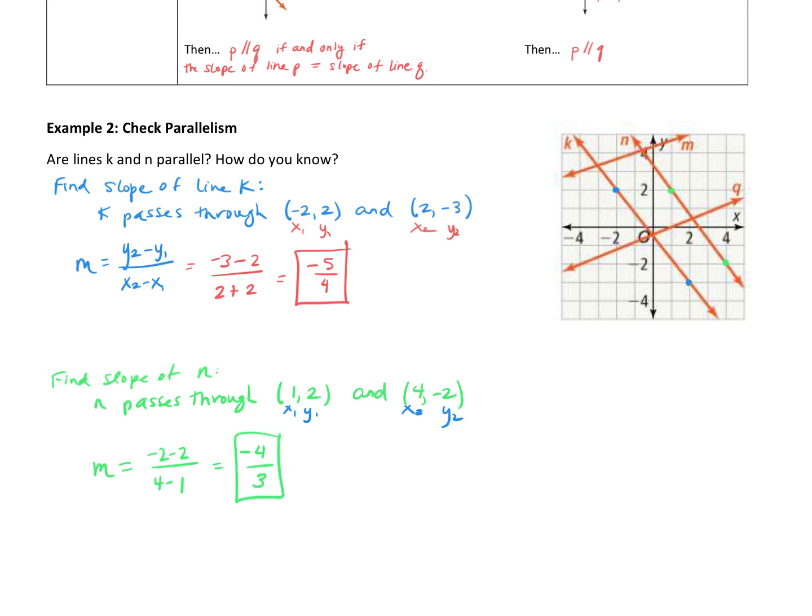So the question is, are lines K and N parallel? Well, if we remember what we said about parallel lines, they have to have the same slope. Line K has a slope of -5/4. Line N has a slope of -4/3. And we know that -5/4 is not equal to -4/3. Therefore, these lines are not parallel. They have to have the same slope in order for us to say that they are parallel.